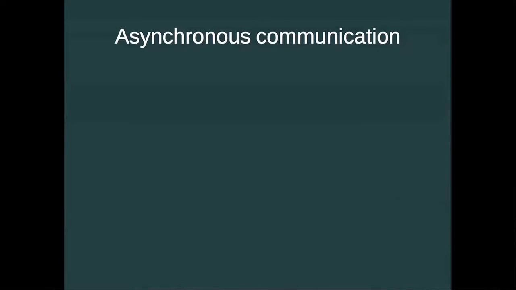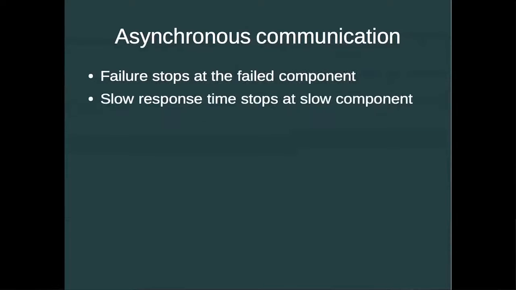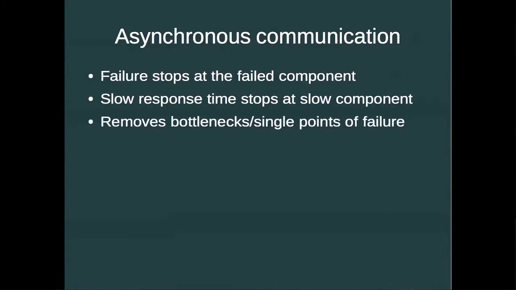So with asynchronous communication, failure stops at the failed component. Slow response times likewise stop at the slow component. If service C was slow responding to the events that it was receiving, well, sure, it might take a while for its events to get through, but service B isn't going to be slowed down, and service A is not going to be slowed down either. It's still going to be able to respond just as fast to the request that it gets. We removed the bottlenecks and single points of failure, so it doesn't matter to the other services if service D goes down.